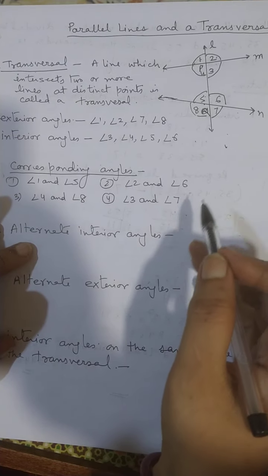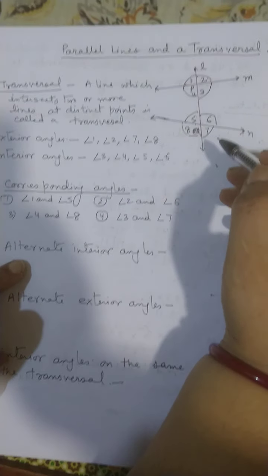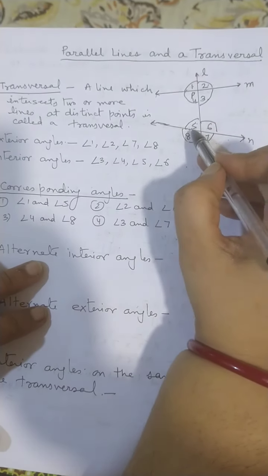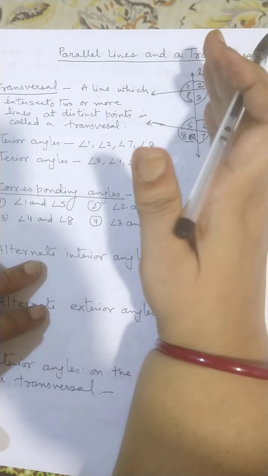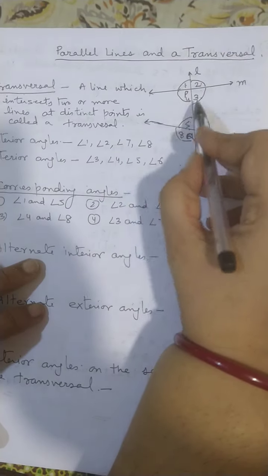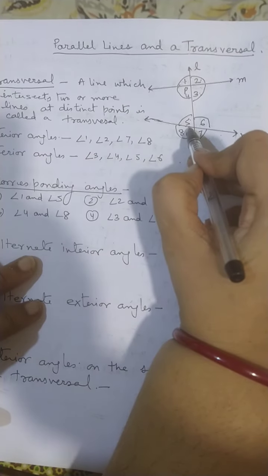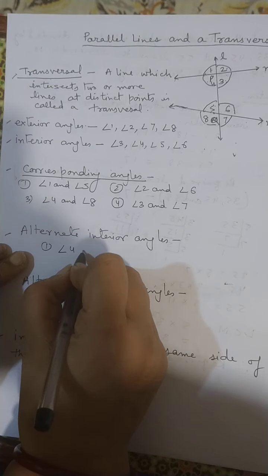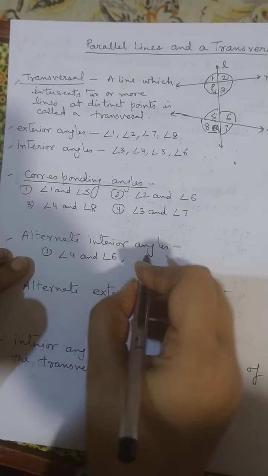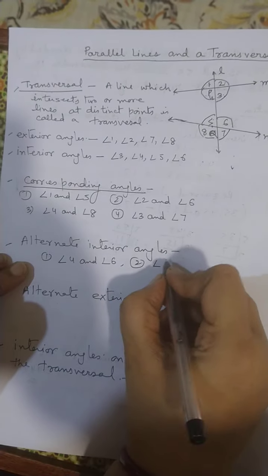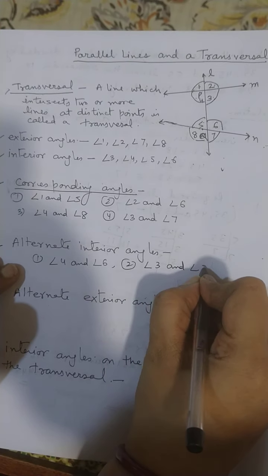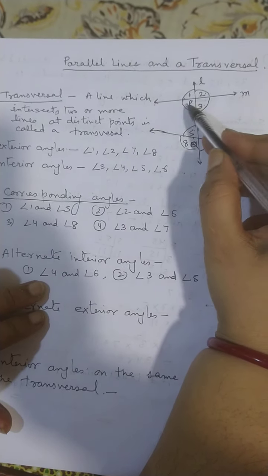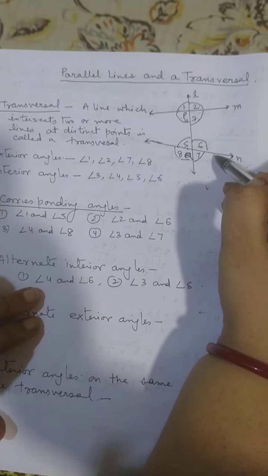Then alternate interior angles. So it is angle 3 and 5, which are on the opposite sides of the transversal, and 4 and 6. They are alternate interior angles because they are in the interior of these two lines.